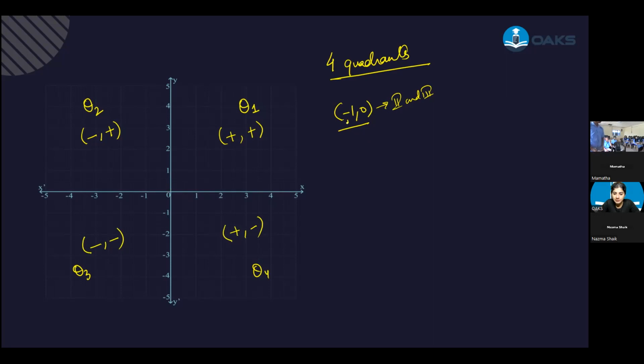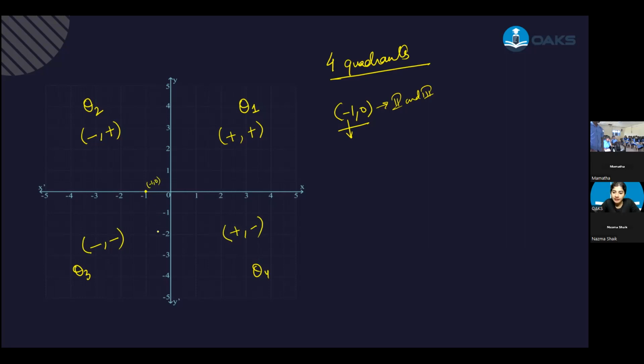To plot the x point, I have to go somewhere, right? Left or right? Left, madam. Okay, left. Till this point, okay? And I'll be here, right? Minus 1 comma 0 will be here.